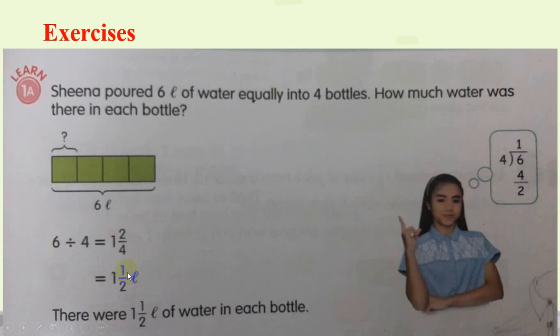So 6 divided by 4 is equal to 1.5 liters, or we can say 1 and 1 over 2 liters. So the answer is that there were 1.5 liters of water in each bottle, or we can say 1 and 1 over 2 liters of water in each bottle. I hope you understand this problem. Let's go to the next question.